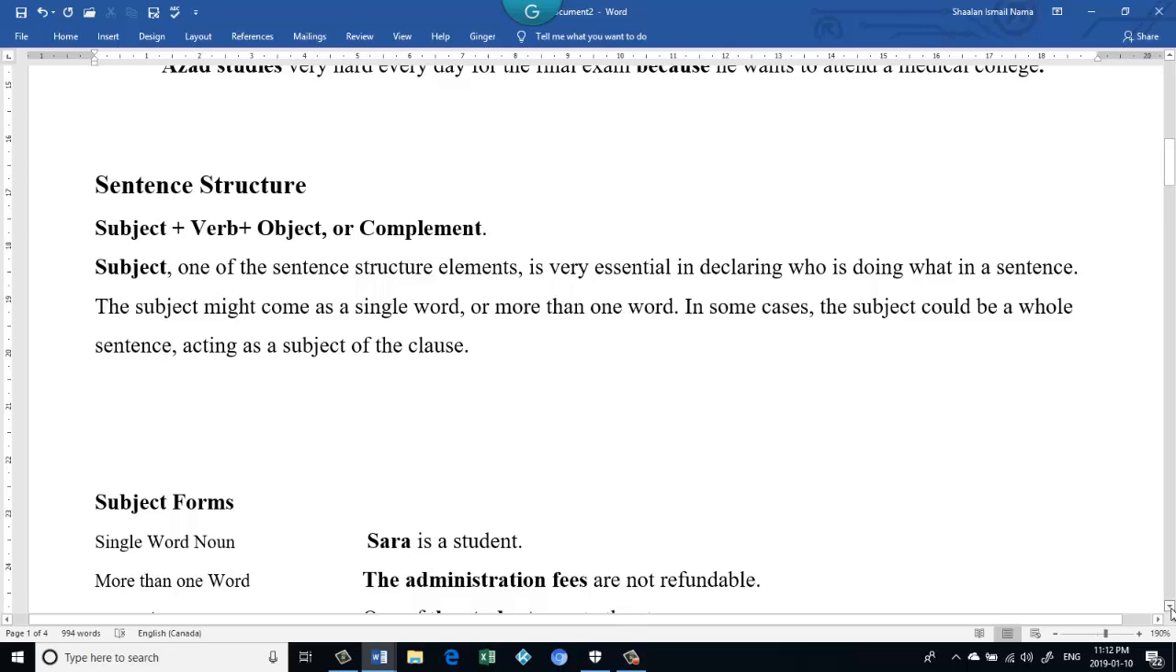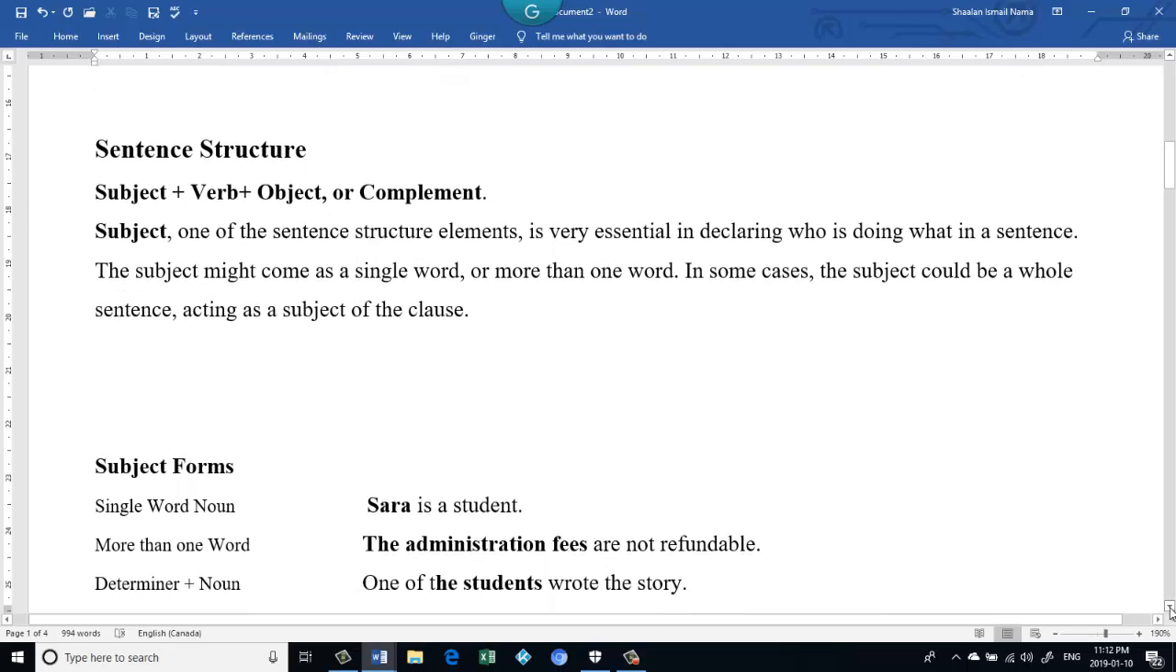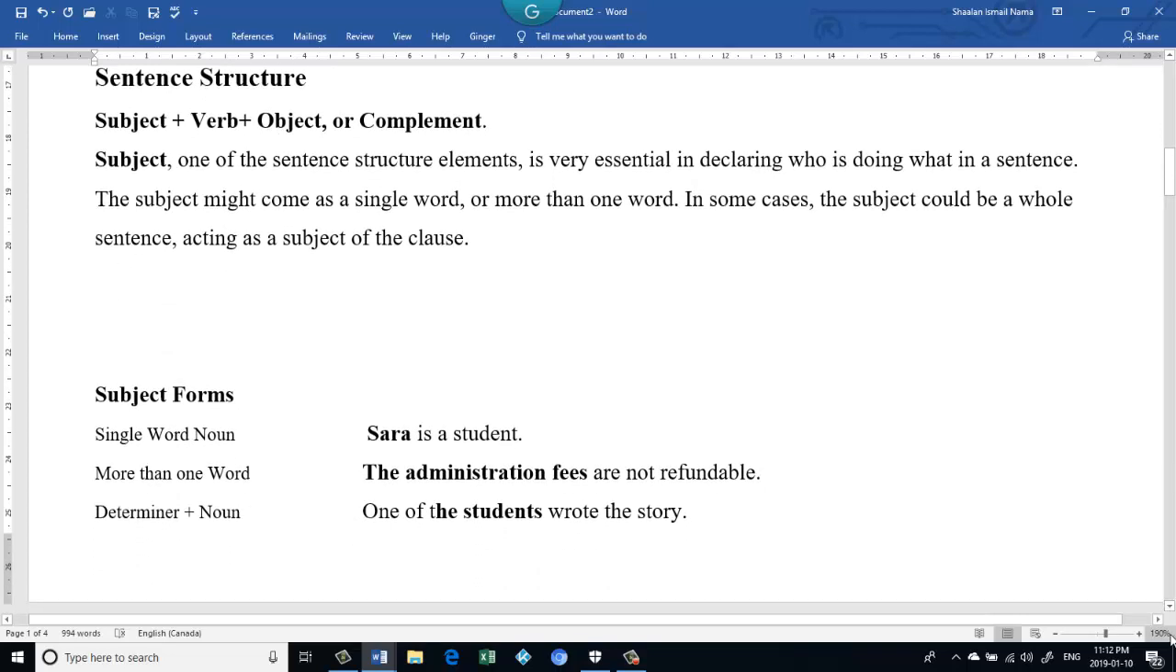How to make a sentence? As we know, sentence elements should be subject, verb. If we have an object, it's good; if not, it's also no problem. For example, the subject could be a single word, a noun. For example, here we have Sarah, a single word. Sarah is the subject. Then we have 'is' as the verb. Then 'a student' is the object for the sentence.